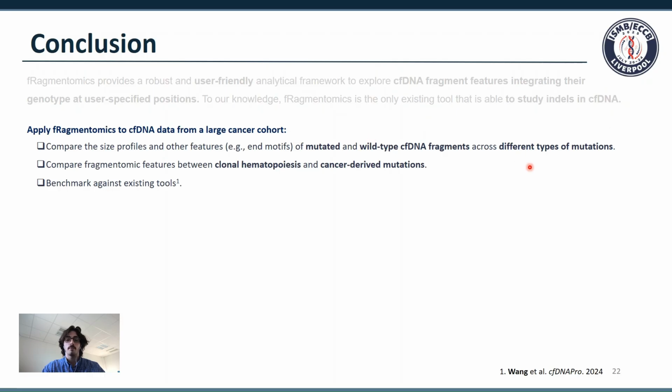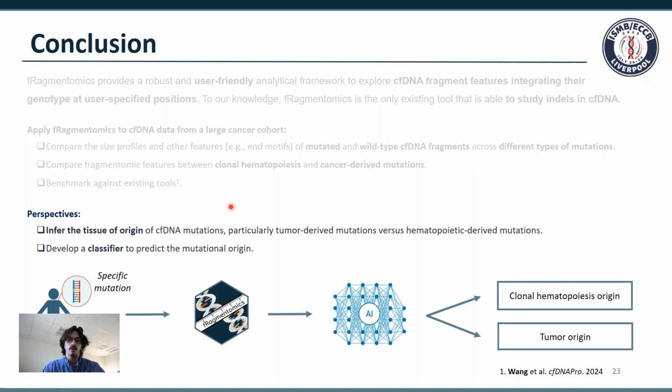We are currently applying fRagmentomics to cell-free DNA data from a large cancer cohort with several key objectives, like comparing these fRagmentomics features between mutations derived from cancer and those from clonal hematopoiesis. We have also performed a benchmark against existing tools to compare our results and performance. Ultimately, our goal is to infer the tissue of origin of cell-free DNA mutations and to develop a classifier that can accurately predict whether the mutation is tumor-derived or hematopoietic-derived.